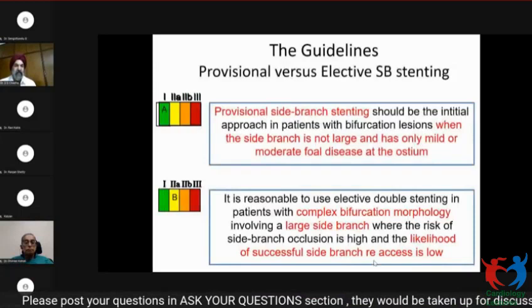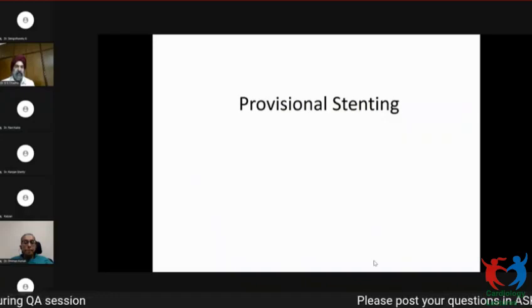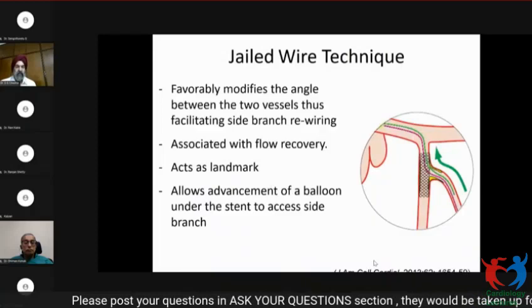As per the guidelines, provisional stenting is class 1A, whereas the two stent technique is still around class 2A. I'll not go into the details because Ajay is going to cover all this. Let's look at a few tips and tricks while doing provisional stenting. You need to pass a wire into the side branch.